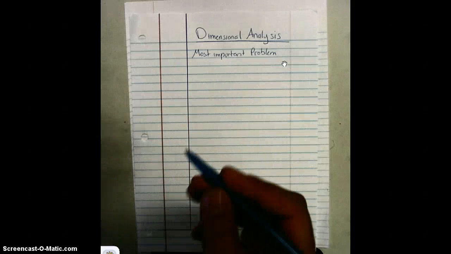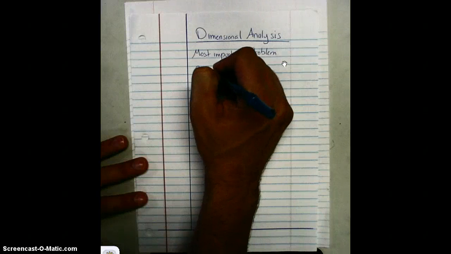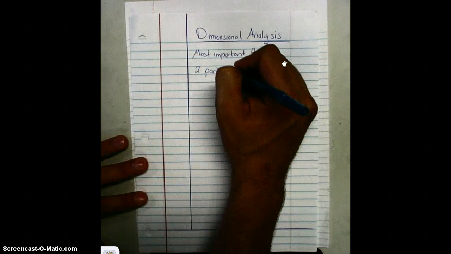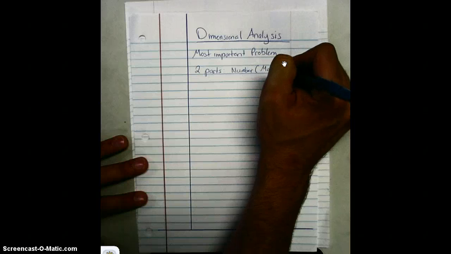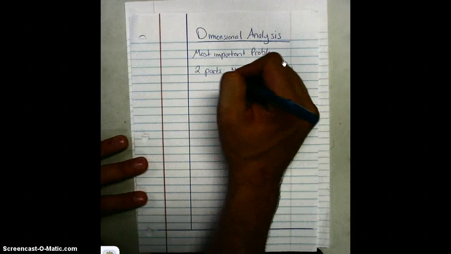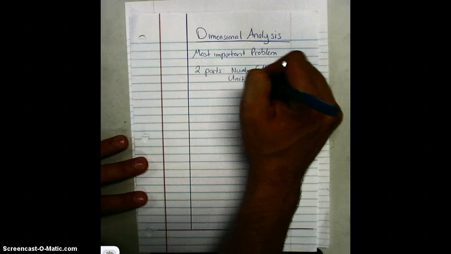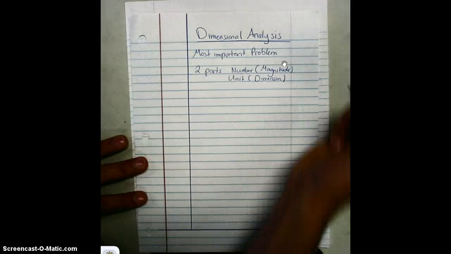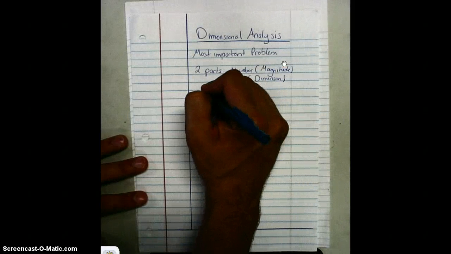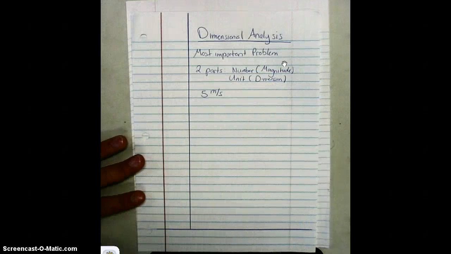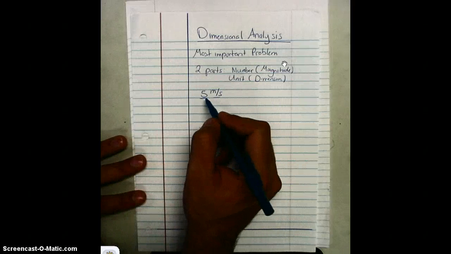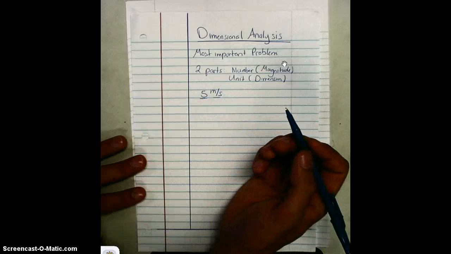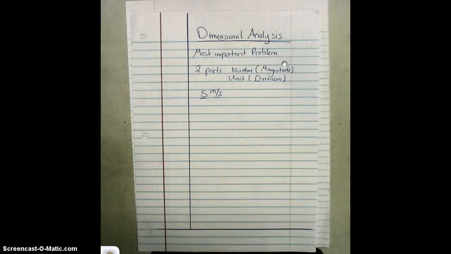Now, every single number has two parts. There is the actual number part, and we have a fancy term for that, which is called the magnitude. And then there is the unit, or the dimension. So, for example, we can have a very basic value like 5 meters per second. We have a number, or the magnitude, and then we have the unit. It's not just 5 nothing, it's 5 meters per second. So, when we are working a problem, we are going to analyze the dimensions to make sure that the answer is correct.